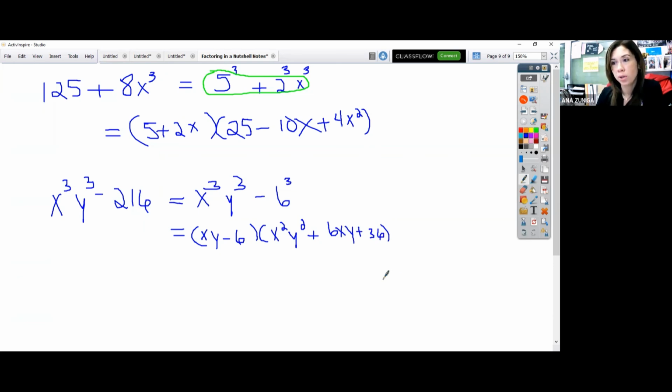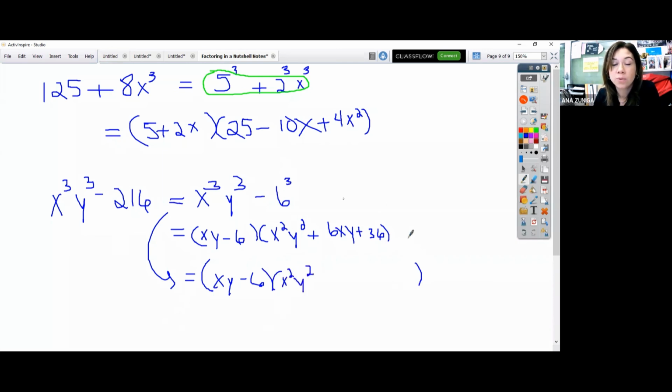You can do it like this, or you can do it the way I've been showing you, which is obviously grab the xy minus 6. Do the front and the last first because it's easier. So you're left with x squared y squared. And the back, you're left with 6 squared, which is positive 36. Opposite sign, always plus. Multiply these together, 6xy.